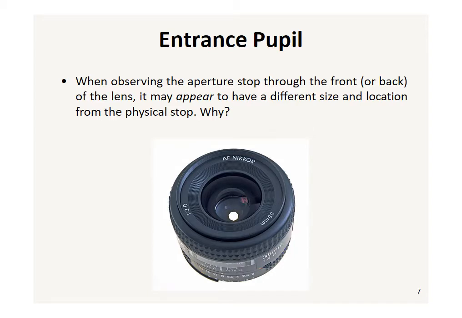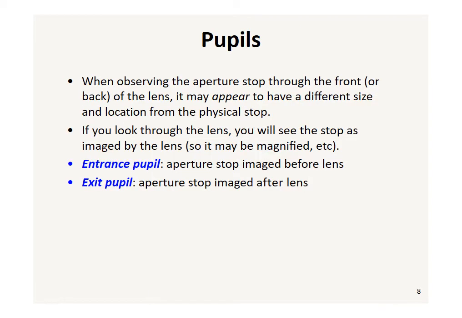Another useful concept that we can use to determine whether or not a certain ray will go through the whole optical system is the pupil. If we look at the aperture stop here through the front of the lens or even through the back, the aperture stop may appear to have a different size and location from where it actually physically is located and its physical size. Why is that? So our stops don't actually look the right size or in the right position. They're somewhere else. Why is that? Because we're looking through lenses.